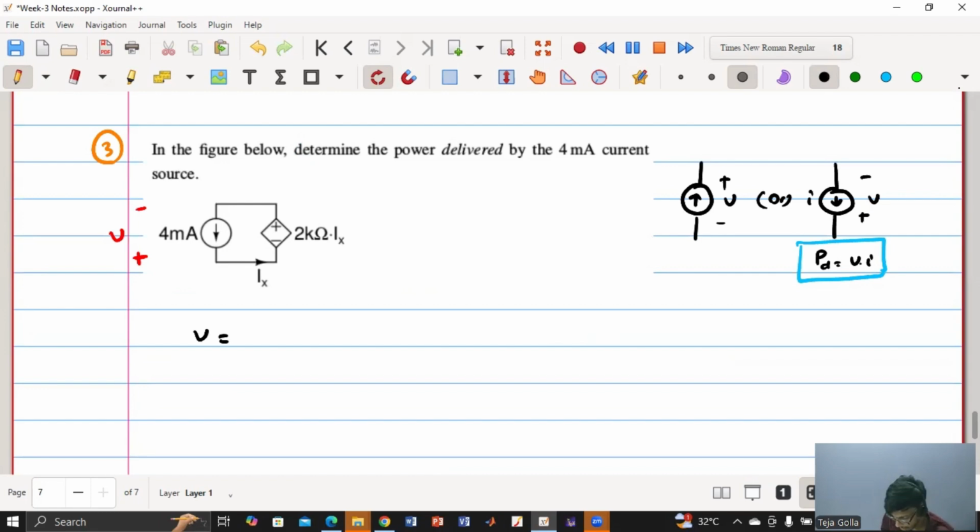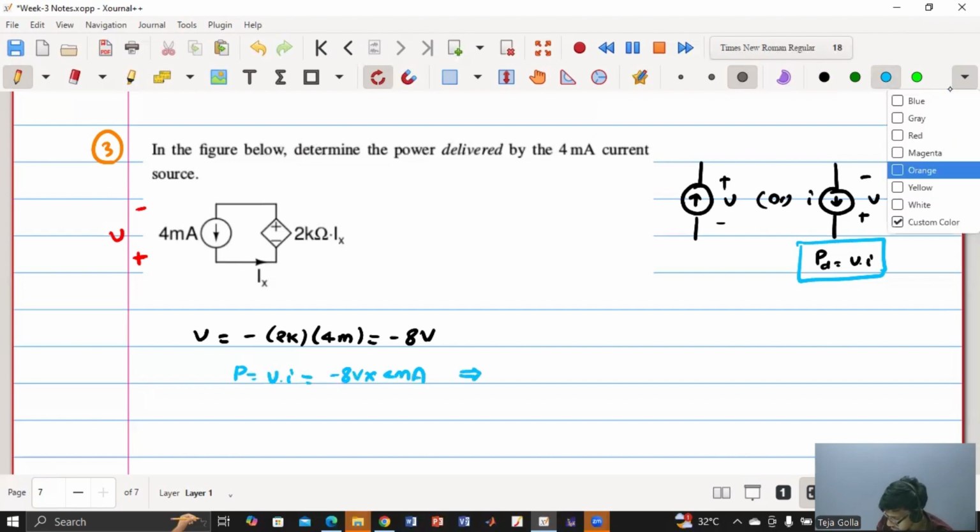Minus of 2K into Ix, and Ix is 4 milli. So how much is that value? Minus 8 volt, right? Yes, sir. Now what is the value of power? Power is equal to V into I, which is minus 8 volt into 4 milliampere. So what is the power? Minus 32 milliwatt, right?